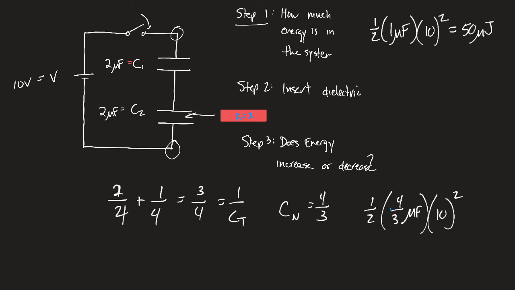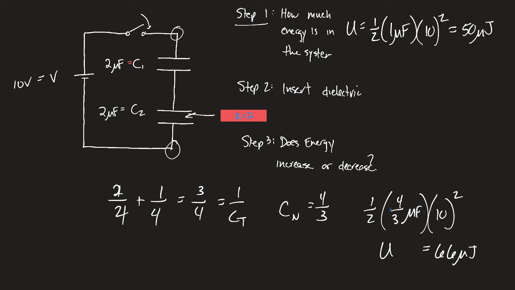4/3 is 1 1/3. 10 squared is still 100. Half 10 squared is 50. 50 times 1 1/3. Somebody give me a value. It's clearly going to be greater than 50, though. So 66 or 67 microjoules. Oops, not farads. Microjoules. So the new energy in the system, the old energy in the system.